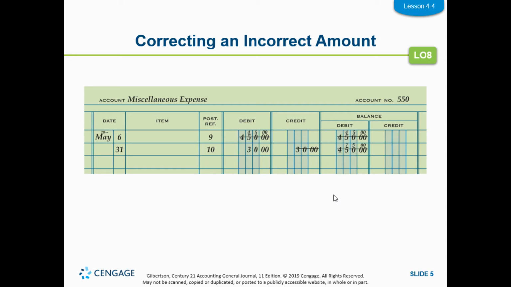How about an incorrect amount? Here we posted a $450 debit to miscellaneous expense instead of $45. So when we went to prove our debits and credits, we would have come up with, this doesn't match, which we're going to get into in a later chapter as well, which sniffs those errors out for us. All right. Draw a line through the incorrect amount. Again, we had the right journal entry. We just posted it incorrectly. We put 450 instead of 45.